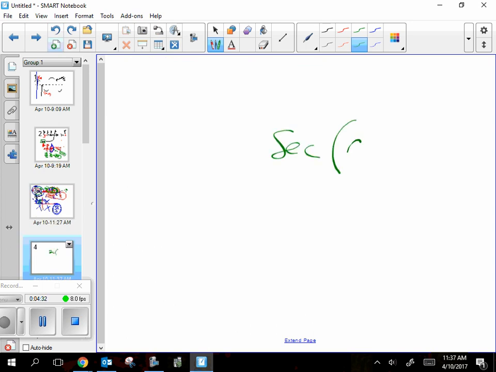Secant of cosine of, for example. So some kids that want to take a shortcut and just go, oh, so I just have to flip that over. It's 1/2. Nope. Now why?